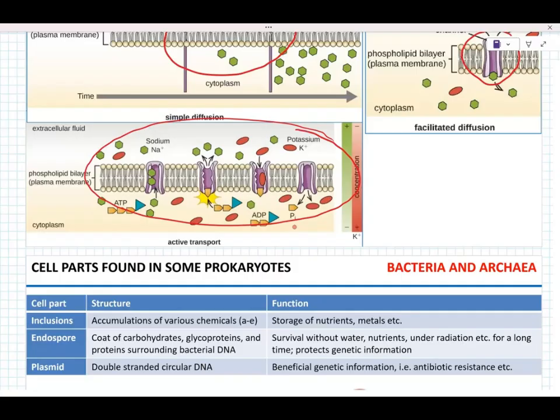Usually from their low to their high concentration. Okay? Active transport always requires energy and always requires transmembrane proteins.